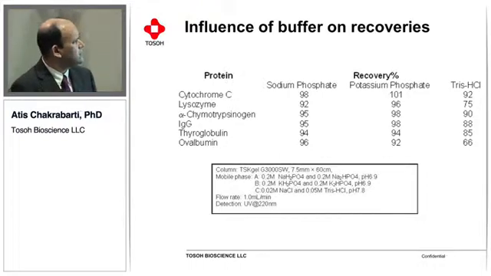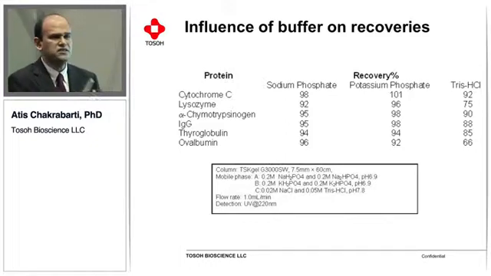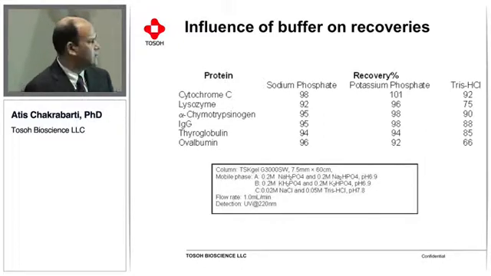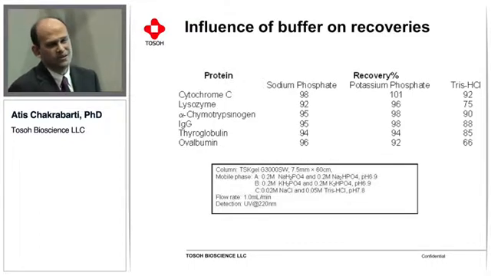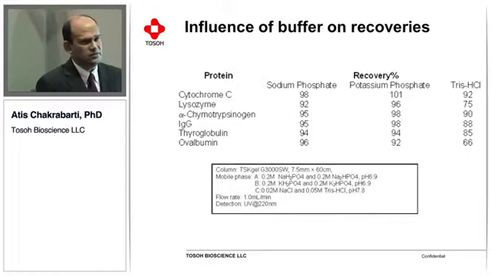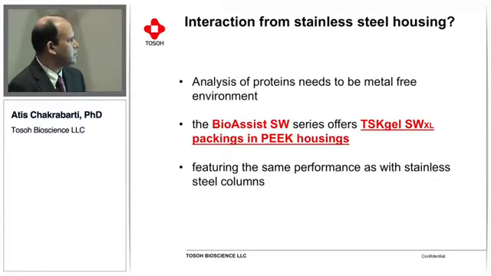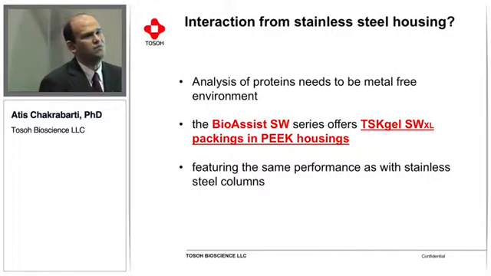But we have found the type of buffer is also very important. We have full-fledged separation report applications in our database. If you are interested, just let us know and I will send you. As you see, this is sodium phosphate and potassium phosphate, and this is Tris HCl. We have used these three proteins, and depending on the buffer you get different recovery in terms of separation. Next please.